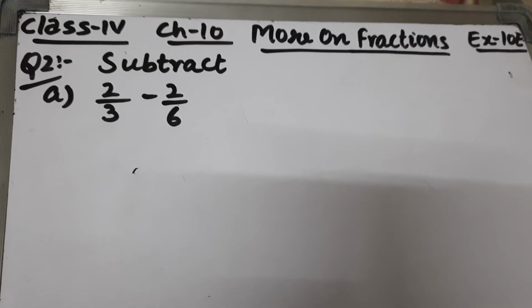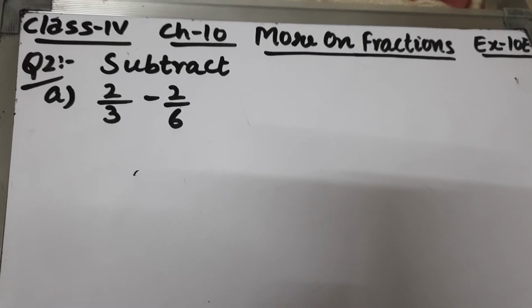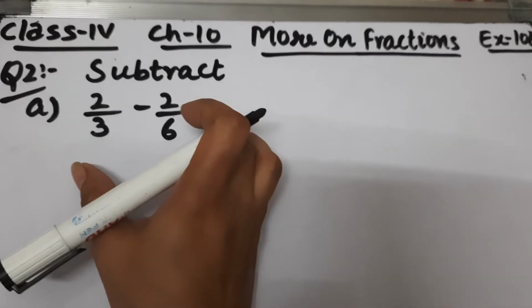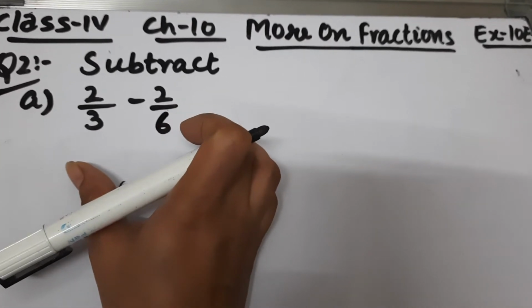Let's start question number 2 of exercise 10E. The question is: subtract 2/3 minus 2/6. See, both the fractions are unlike fractions because the denominators are different. That means these are unlike fractions.